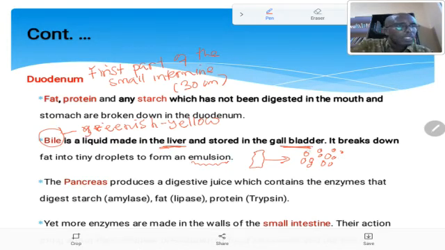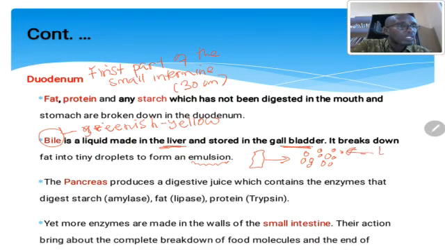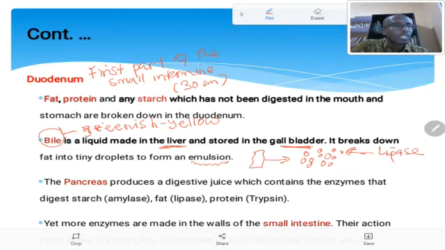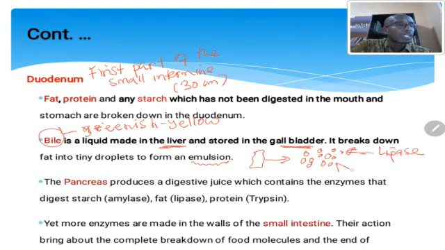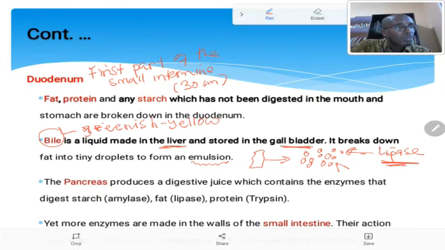So when emulsification happens, it is much simpler for the lipase to break down the fats into their smaller subunits, like fatty acids and glycerol. So it is the lipase, the enzyme, that breaks down fats to their smallest subunits. Bile simply helps the lipase to break down the food. It doesn't break the fats into their smaller molecules; it's the lipase.